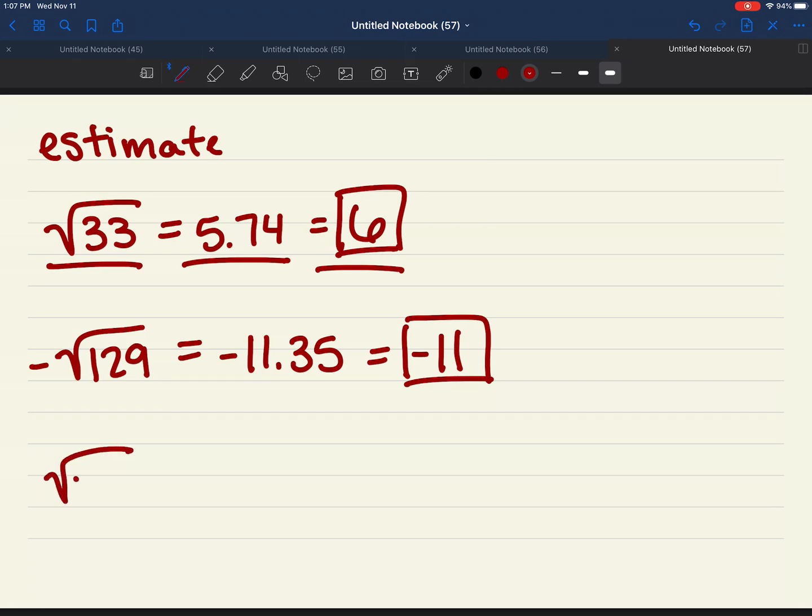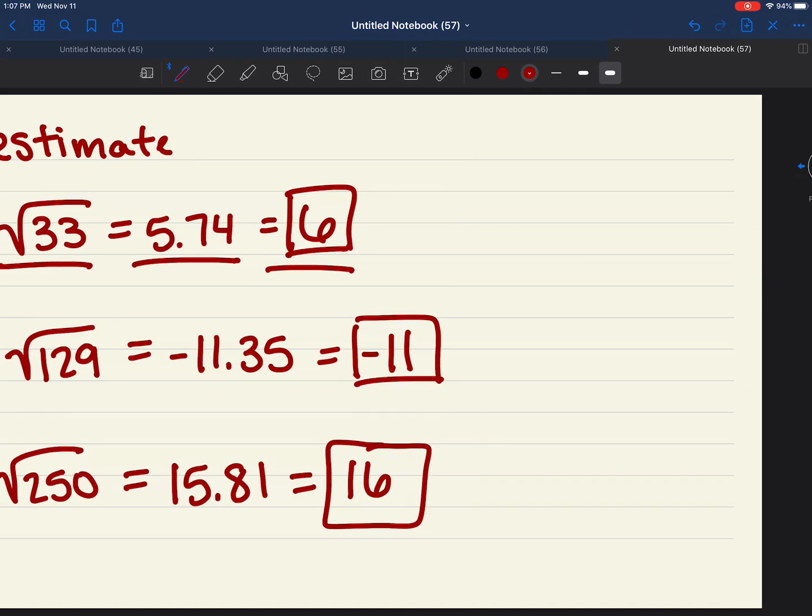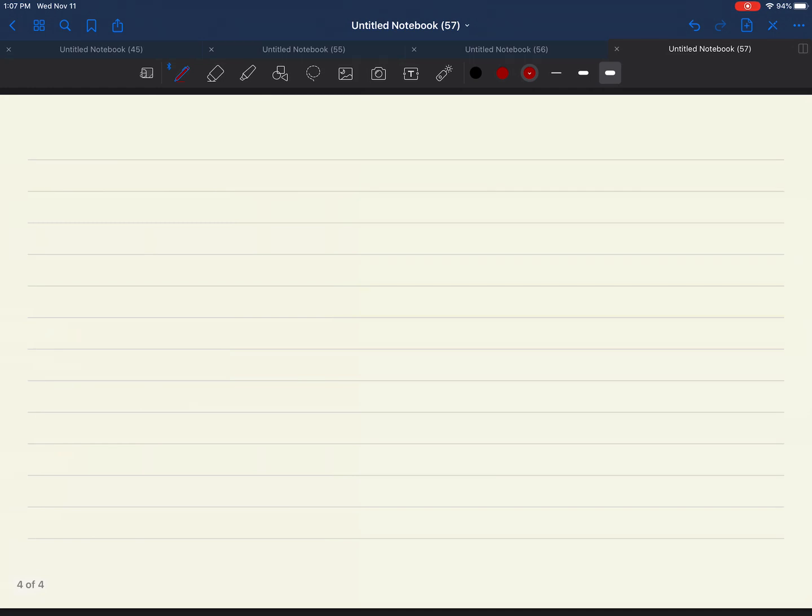Okay, when's the only reason that you should put no solution? When the negative is where? Inside. It's okay if it's on the outside. Okay? Alright, last one like this. Kaylee, what about the square root of 250? Okay, and then what would you estimate that to? 16. Very good. Okay, remember, whatever sign is in front of your square root carries over to your answer.